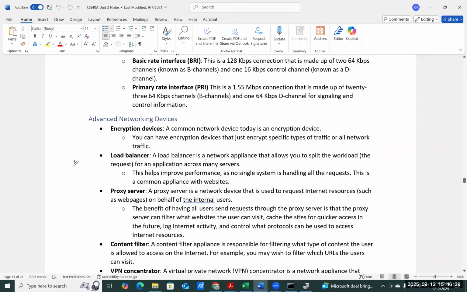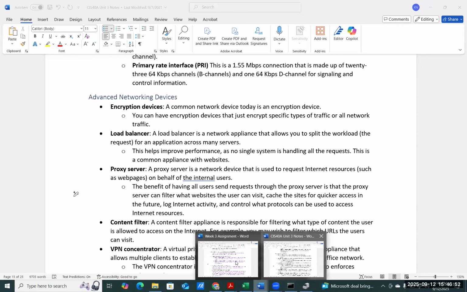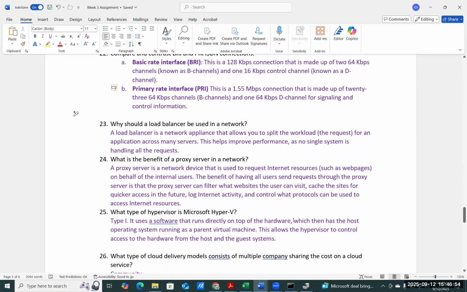Okay, so load balancer, find that on page 15, right? You might have actual devices for encryption. Usually now we use software for it, and then it talks about proxy. So let's clarify proxy once and for all, so that way when you take future classes, when they talk about reverse proxy, you know what they mean, right?